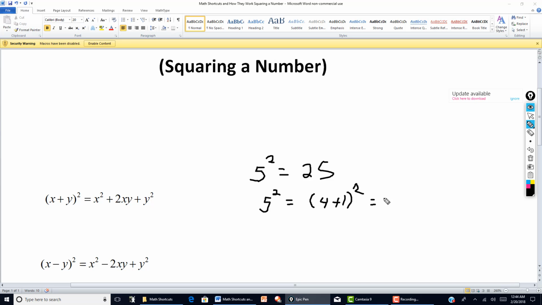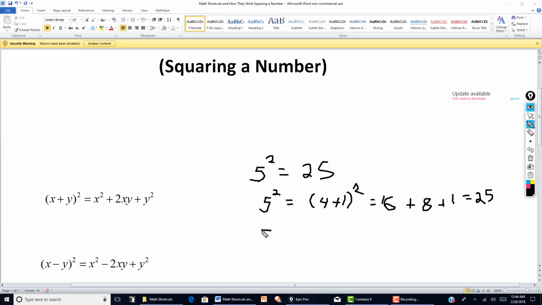So it tells me to square the first one, or the x, that's 16, plus 2 times xy, so it's 4 times 1 times 2, so that's 8. And then I square the y, which in this case is 1. And I get 16 plus 8 plus 1 is 25. Okay, so I computed this using the formula.